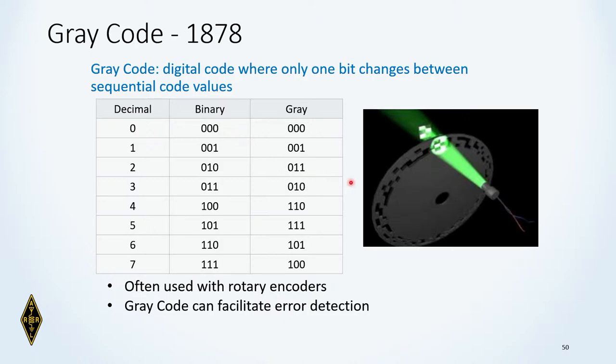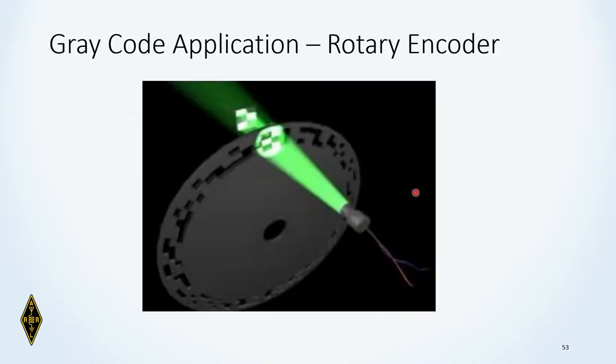This is a picture of a rotary encoder. This is an example of where you see gray code today. I've got a bigger picture here, I think. There it is. And what we're doing is we're shining a light through a code wheel, and there's a light emitting diode, but there are photo detectors on the other side that will read the pattern on the wheel as you're turning the wheel.